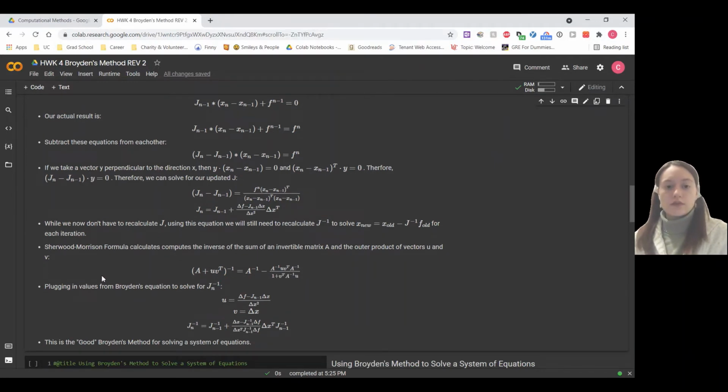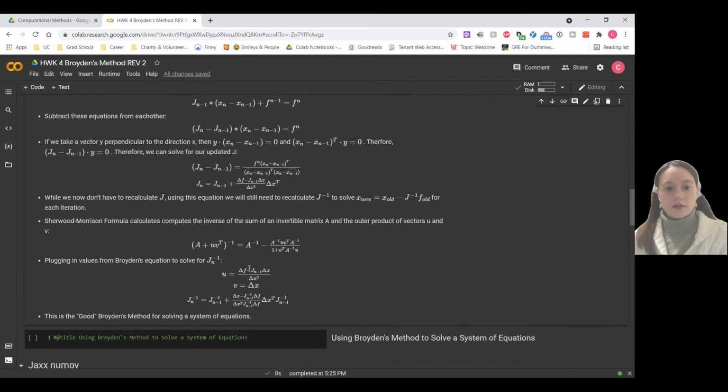So the general form of this formula is that it computes the inverse of the sum of an invertible matrix, in this case invertible matrix A, and the outer product of vectors u and v. So basically this says if we have this matrix A plus this outer product, which is u v transpose, and we're trying to take an inverse of that, we can just use our old inverse of A and add this fraction here. So this allows us to calculate the new inverse of our new A without actually having to take the inverse of the new A that we calculated.